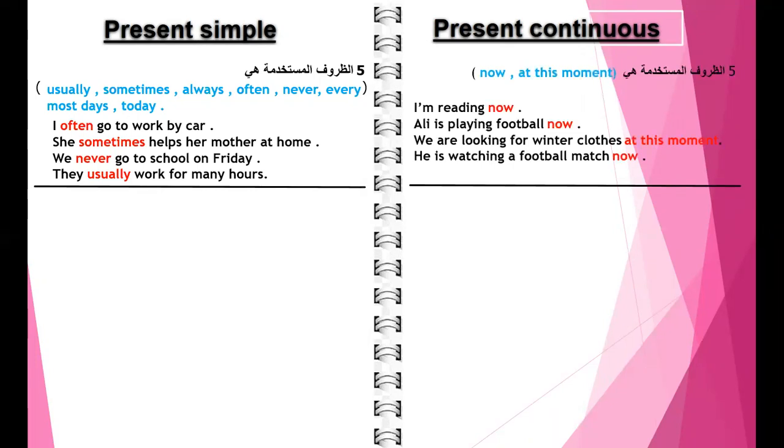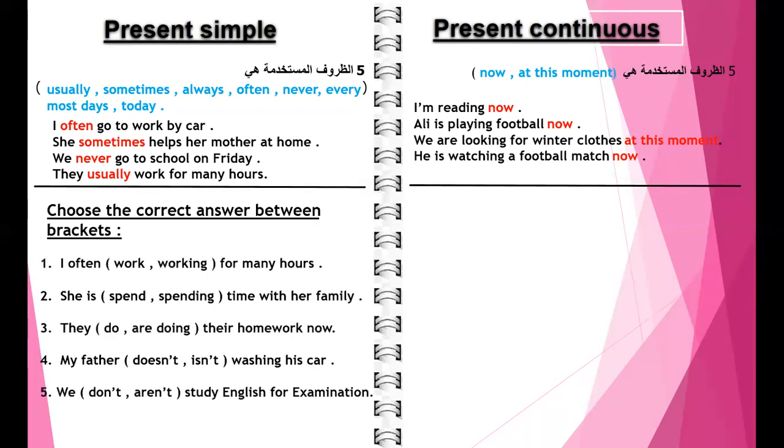I'm reading now. أنا أقرأ الآن. Ali is playing football now. علي يلعب كرة القدم الآن. We are looking for winter clothes at this moment. أبحث عن ملابس الشتاء في هذه اللحظة. He's watching a football match now. إنه يشاهد مباراة لكرة القدم الآن. Now we have some questions.